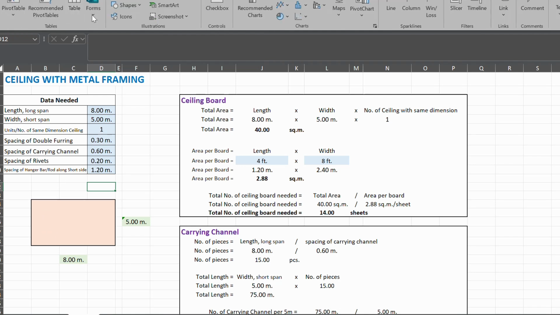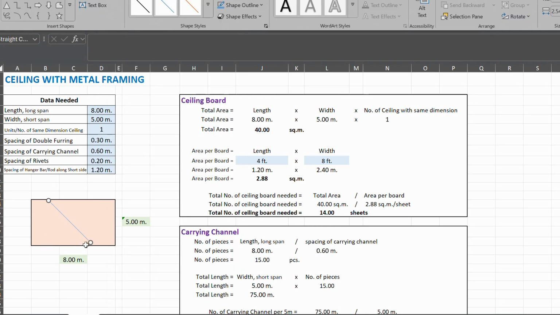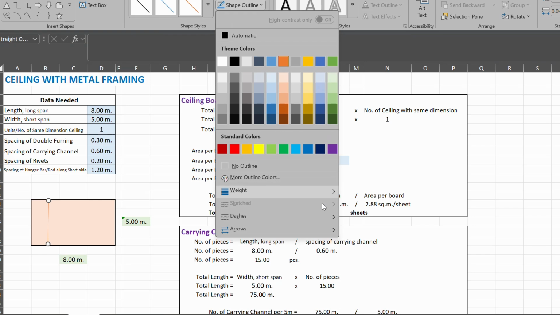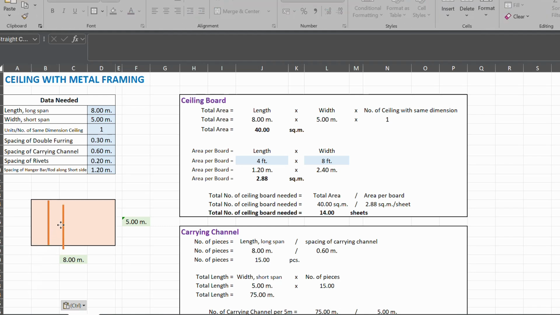Okay, let me draw a shape. Ganyan. Okay. I will not make it perfect because this is just an example. So let's just say like this. Okay. Like this. So this is an example. Okay. So carrying channel should be placed like this.